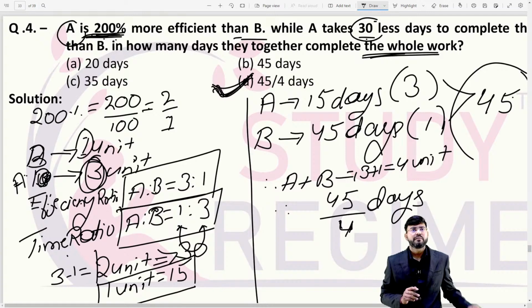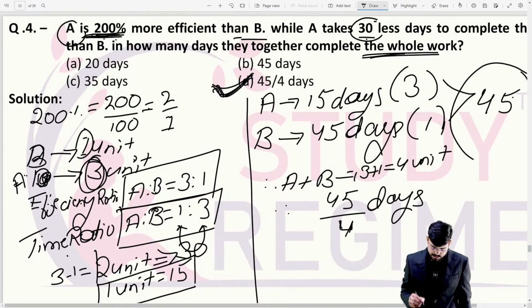Clear? We have done nothing special. It is given in the question that A is 200% more efficient. If in a question it is given that A is 100% more efficient, then the ratio of A to B will be 2 times. But here it is given that it is 200% more efficient than B. So A will be doing 3 units of work in a day, B will be doing 1 unit of work in a day. We have calculated the efficiency ratio that was given. We have just transformed it into the time ratio because the difference of the time is given as 30.